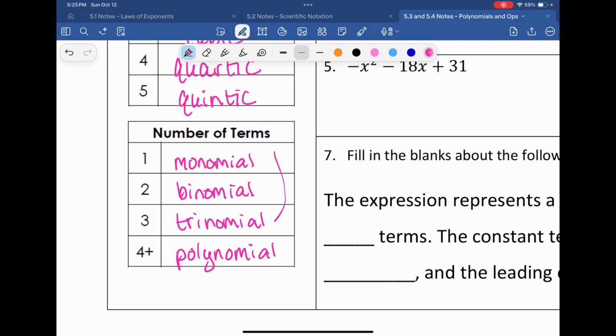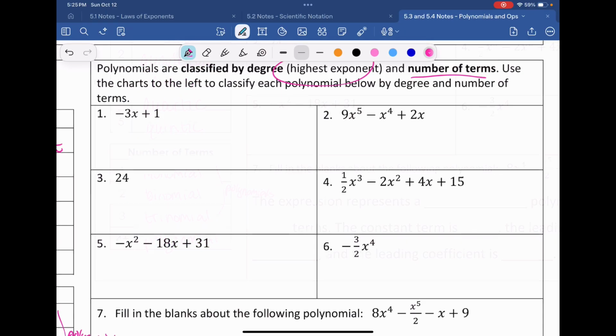These 3 are actually called polynomials too. They just have a more specific classification. It's kind of like your thumb is a finger, but more specific, it's a thumb. Or like your pinky is a finger, but more specific, it's pinky. So in these examples, you'll classify by polynomial and classify by degree. So degree and the number of terms.